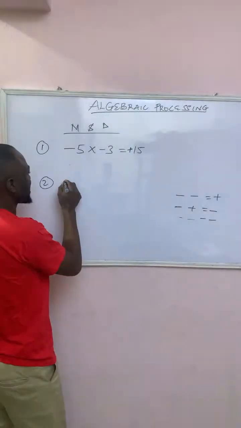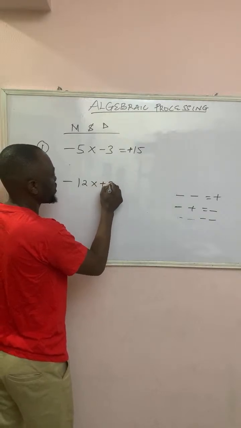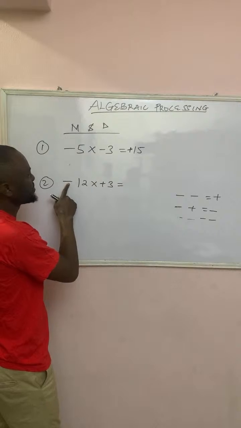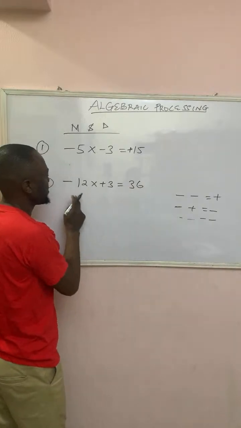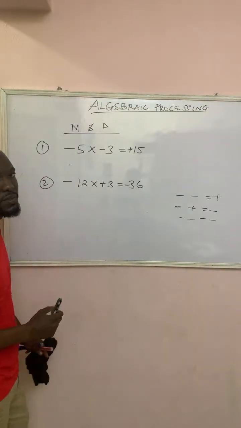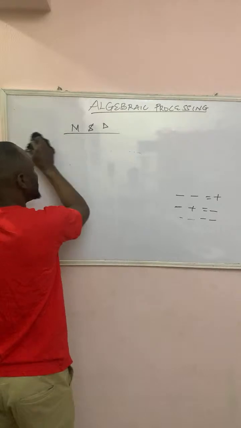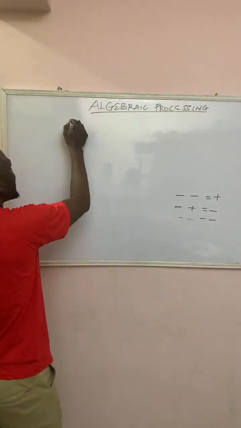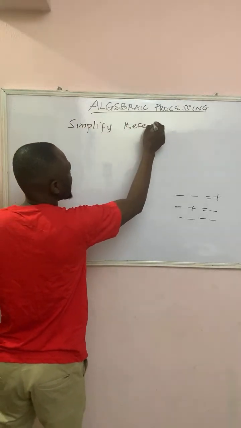So let's take another example, minus 12 times plus 3. Minus 12 times 3 is 36. If you look at the two signs, the signs are different, so we are going to attach negative to our result. I hope that is clear. All right, now let's see the application. So let's simplify these expressions.